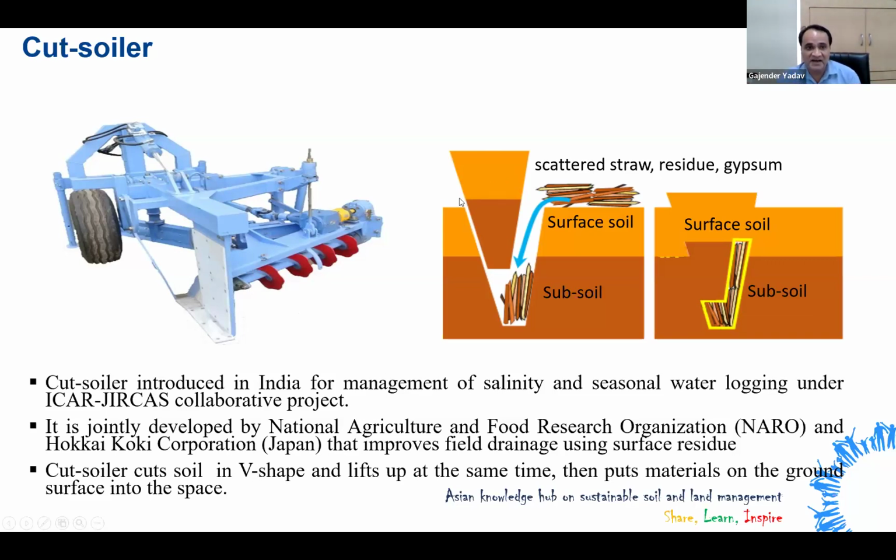So what this machine does is sweep the available residue from the surface with this sweeper. And on one side, we have a blade. It can lift up a chunk of the soil in a V shape and create a slot where residue can be filled. In that way, a continuous residue-filled drain can be constructed. This machine is operated with tractor power.